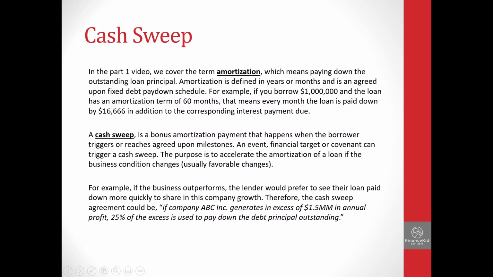So if the business outperforms and the lender prefers to see their loan paid down more quickly, they could write in the agreement that if company ABC generates in excess of $1.5 million in profit, 25% of that excess is used to pay down the debt principal. So if I lent to your business and it was doing only 1.2 on day one, and now 3 years later you're doing 1.5 and doing maybe even more, 1.7, well, anything above 1.5, I get to keep 25% of, and that is what's used as the cash sweep to pay down the loan.